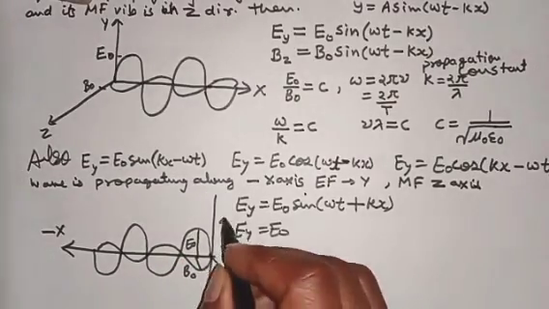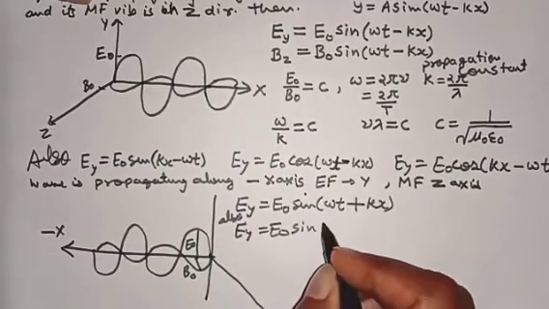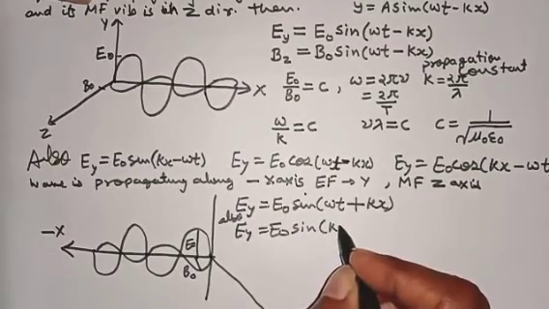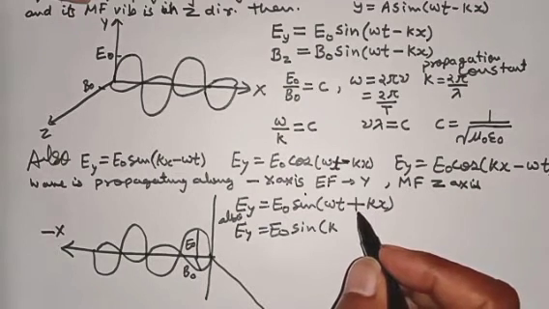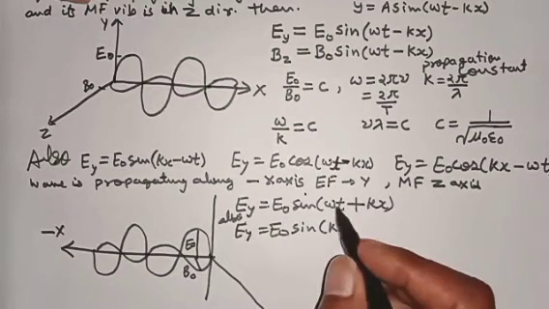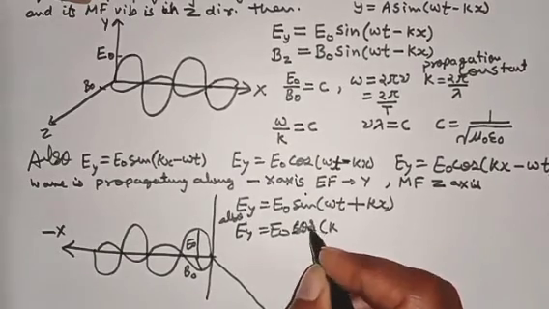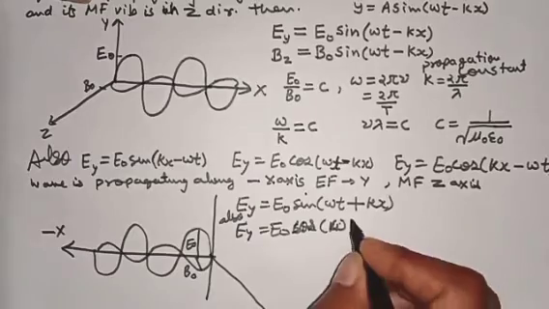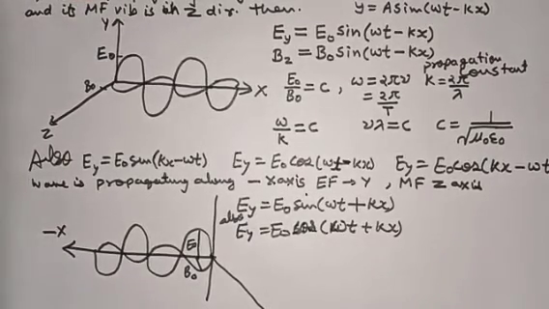So E naught is also available, sine, oh this time it is cos. I don't think it is required to move them. So I'm writing it for cos omega t plus kx. So just remember one thing.